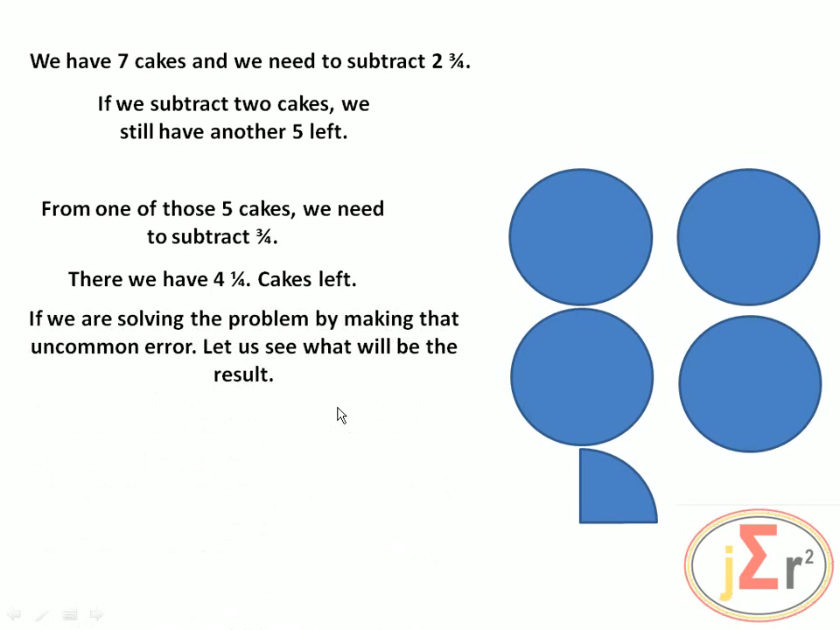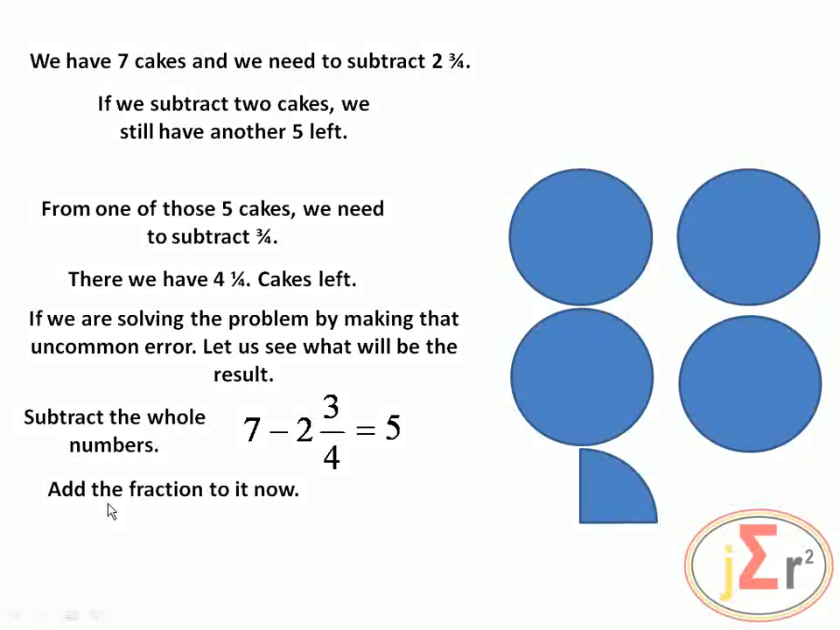Now let us see what the result will be if we solve the problem by making the uncommon error. Remember that uncommon error? Subtract the whole number part and add the fractional part to it. So we subtract the whole number parts: 7 minus 2 is 5. And then add the fraction to it, 3 over 4. So we have 5 and 3/4.